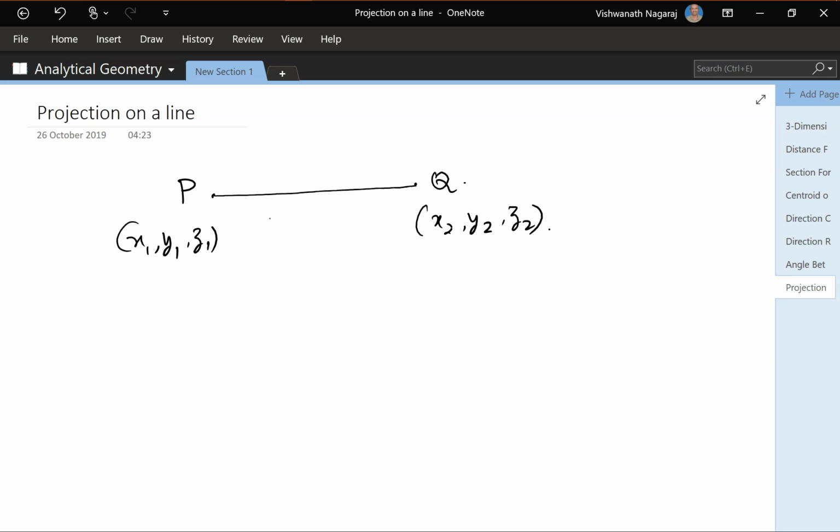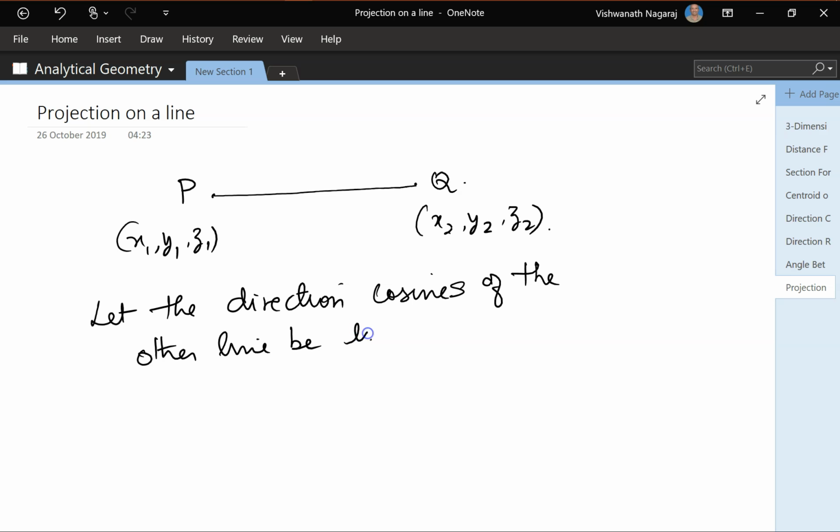Here we are not going into that kind of fancy thing. What we are looking at is the projection of a line on another line. What is that other line? Let the direction cosines of the other line be L, M, N. So what we want to do is project this line onto the other line.